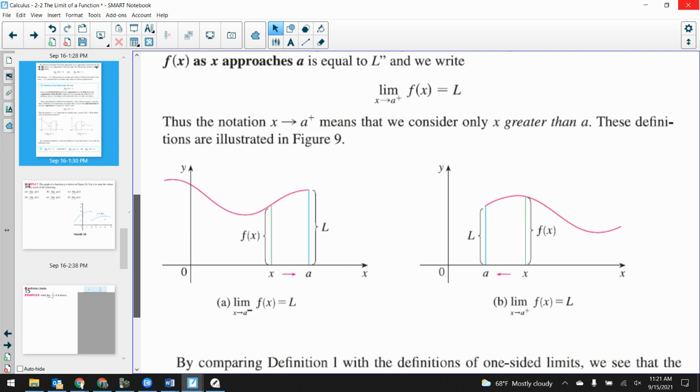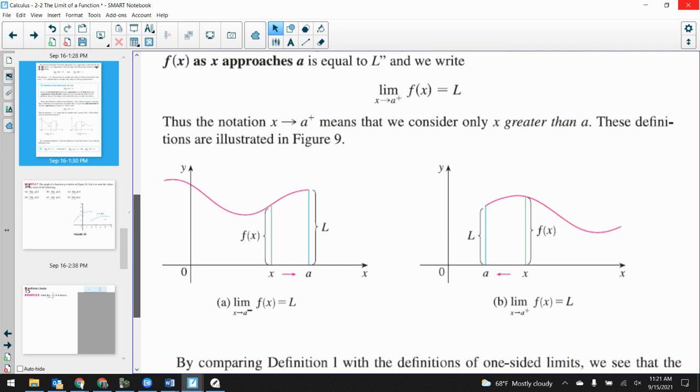Taking a look here, this is an example of coming from the left, coming from the right. If I say I want the limit as x approaches a from the left, I'm basically saying, okay, I don't care what's happening on the right side. That's why this graph is chopped off. I don't care about what the curve is doing on the right side of it. All I care about is what the curve is doing on the left side of it. And what does it approach?